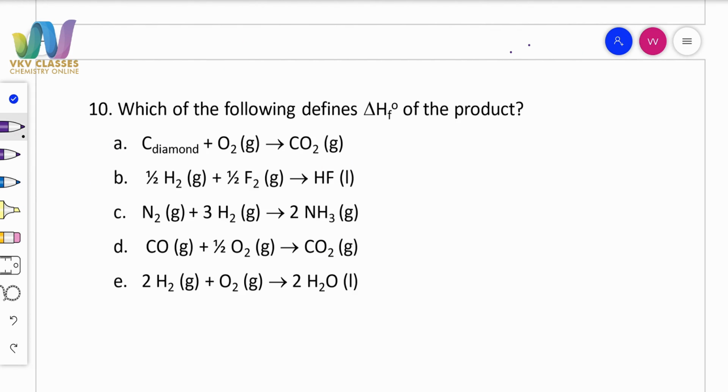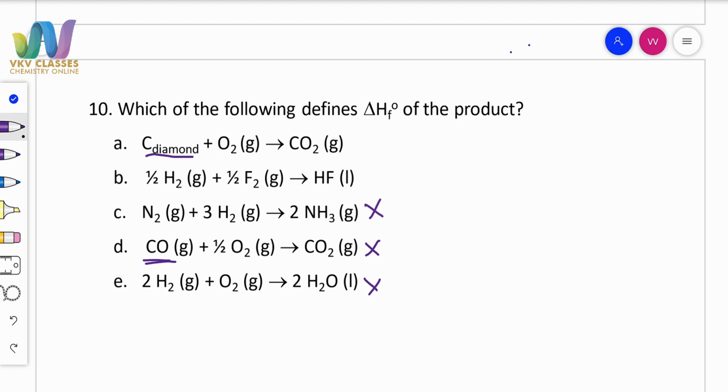Which of the following defines enthalpy of formation of the product? Enthalpy of formation is the enthalpy change accompanying the formation of 1 mole of a compound from its elements. So to verify whether the given equation represents enthalpy of formation or not, we have to verify that only 1 molecule of product should be there and the reactants should be elements. In choice C, there are 2 molecules. So this is ruled out. This is also ruled out. Here it is not an element, it is a compound. So this also is not enthalpy of formation.